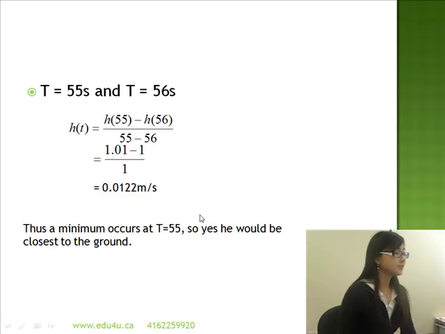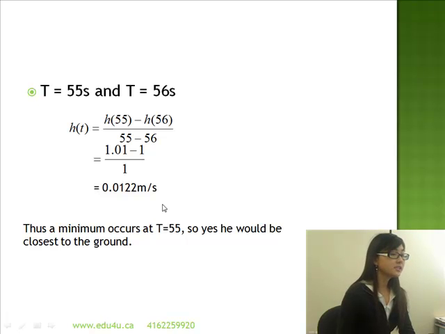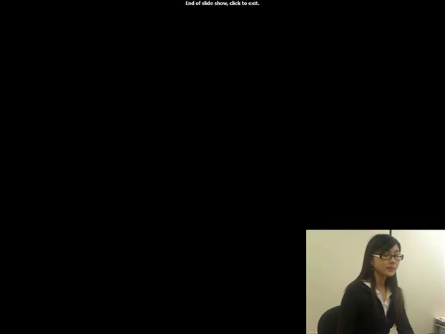Now let's look at from time 55 seconds to time 56 seconds. We do the same as the last question, in which the slope equals h2 minus h1 over x2 minus x1. That will give us the final answer of 0.0122 meters per second. That would be the slope from when time is 55 to time is 56 seconds. We can see that it is a positive value, therefore we have a positive slope. So we can clearly see the pattern of decreasing, constant, and increasing. Thus, a minimum occurs at t equals 55, so yes, he would be closest to the ground at time equal to 55 seconds.